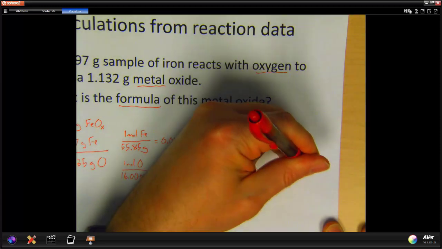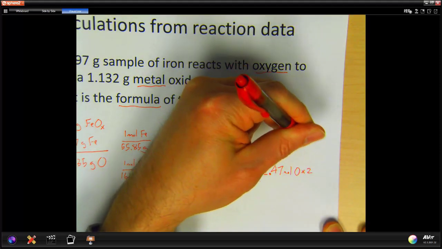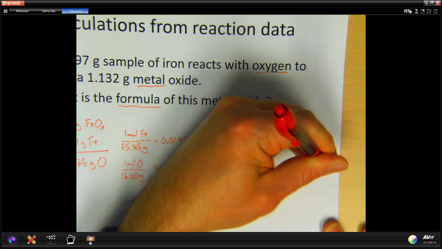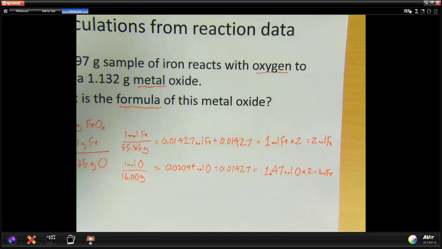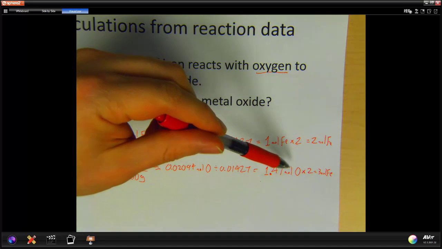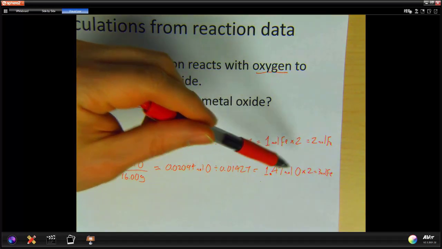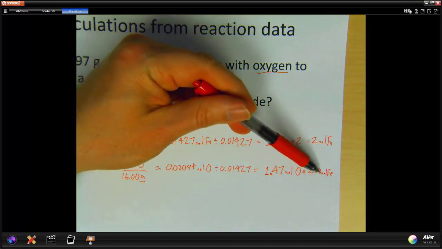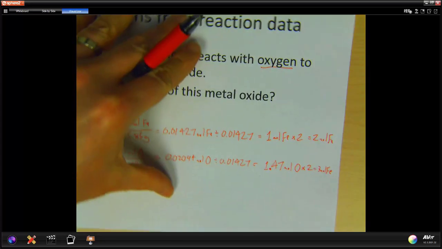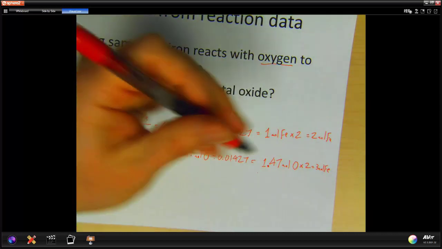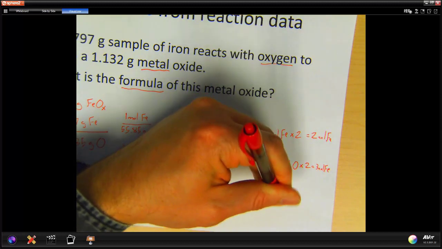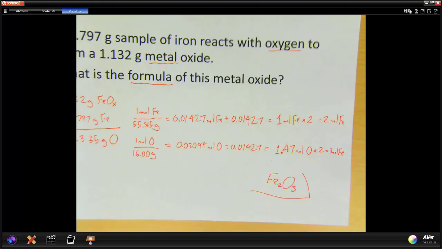Maybe a 2. So times 2, we get 2 moles of iron up here, and we get 3 moles of oxygen down here. Just a reminder, when you do this, whatever you're multiplying by down here, you need to multiply by up here. So you're multiplying by 2 so this becomes a whole number, but then you have to do the same thing up here because we are still dealing with this ratio. So our formula is then going to be Fe2O3 based on these calculations.